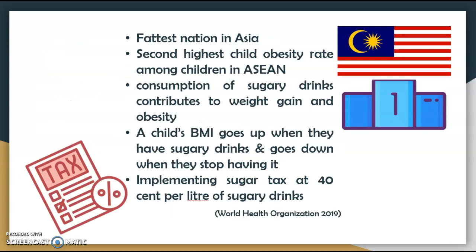Malaysia, sadly, is known as the fattest nation in Asia and has the second highest child obesity rate in ASEAN. It was found that consumption of sugary drinks significantly affects a child's BMI, where a child's BMI goes up when they consume sugary drinks and vice versa. Thus, one of the initiatives from the Malaysian government is the implementation of a sugar tax of 40 cents per litre in the hope of curbing the obesity problem.